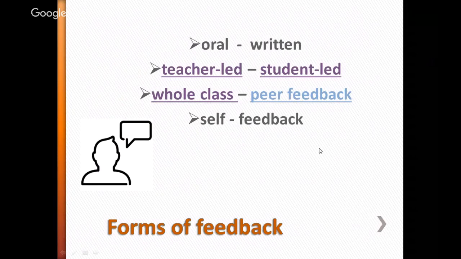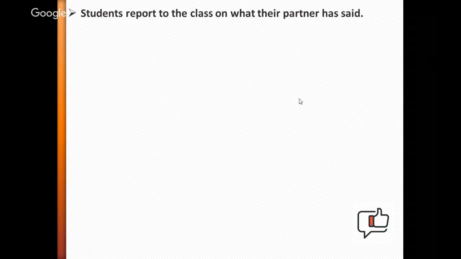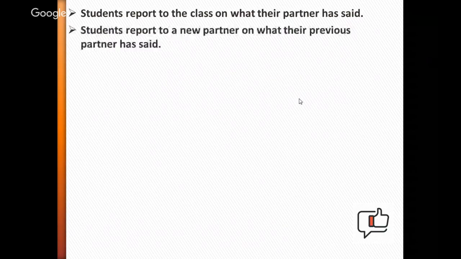There may be some alternatives, like more types of feedback for peer feedback, say student-led peer feedback. Students report to the class on what they said, if this is an oral or speaking task. You know this. We use it very often in our lessons, and students report to a new partner.